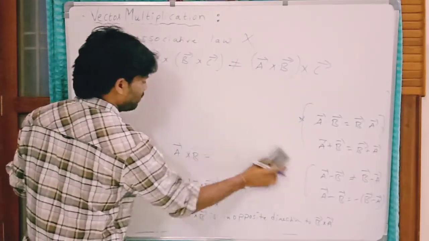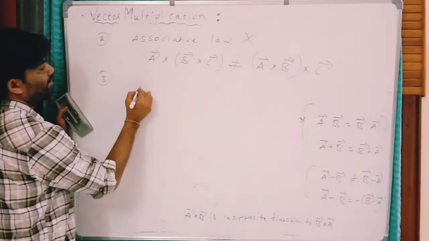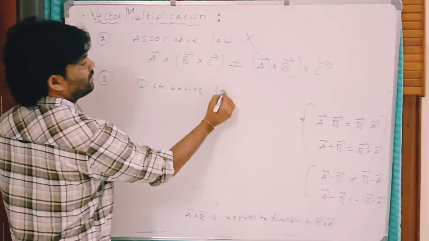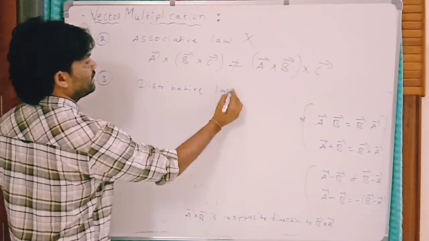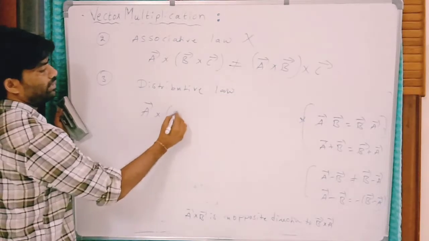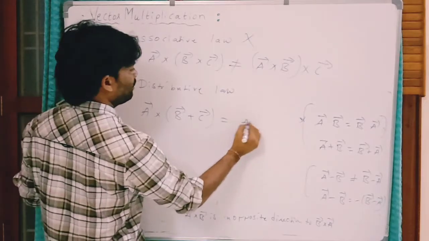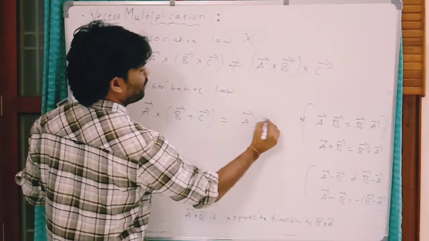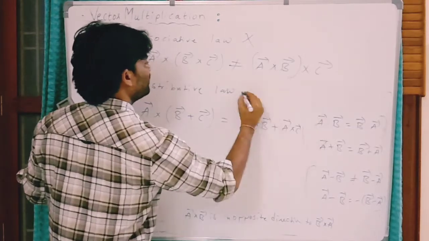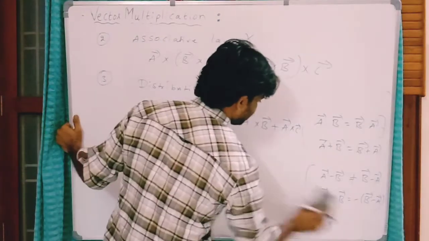So it doesn't obey associative law, but it obeys a distributive law. For this law also we require three vectors. It means what? A vector cross of B bar plus C bar is equal to A bar cross B bar plus A bar cross C bar. It obeys this distributive law. These are the three important laws regarding cross product.